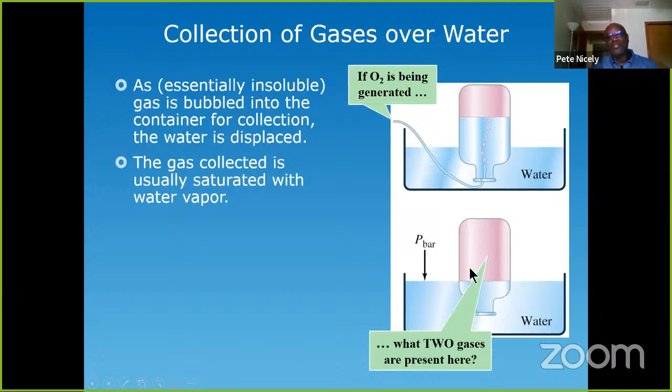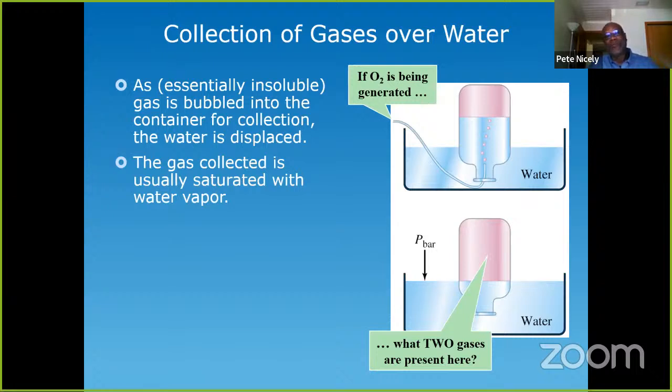Now, the reason why you do that is because you want to ensure that the pressure of the gas that is collected here will be equal to the barometric pressure, or the atmospheric pressure, acting on the surface of the water outside the jar, right? Now, a very important question is being asked here. It says, what two gases are present above the water surface inside the jar? Now, we know that one of them is oxygen. Can you tell me, or even guess, what the other gas would be?